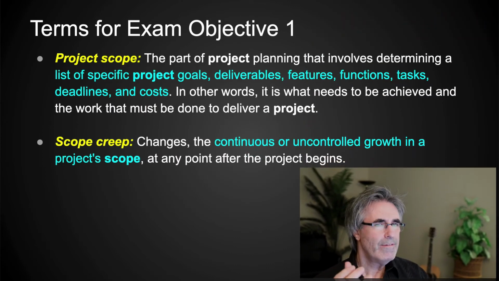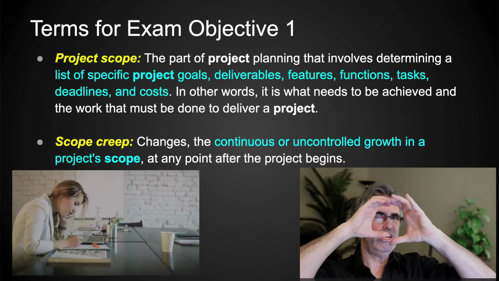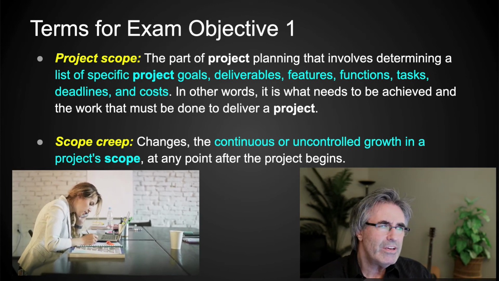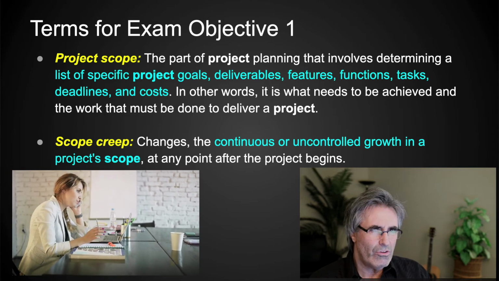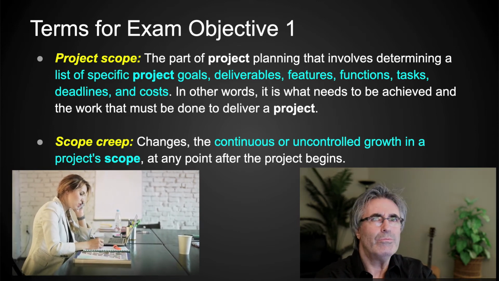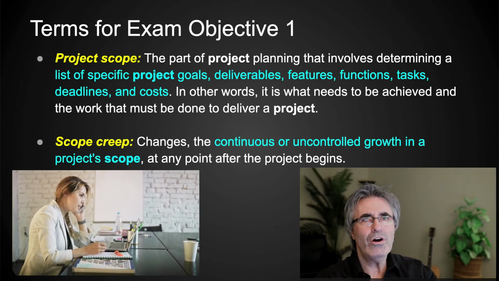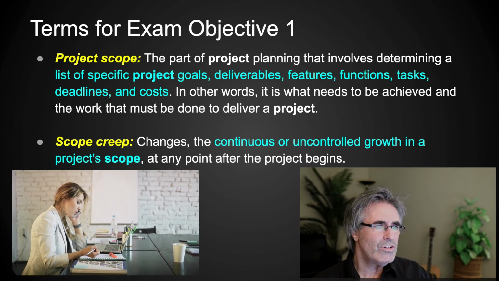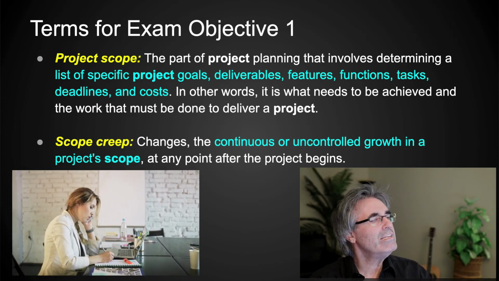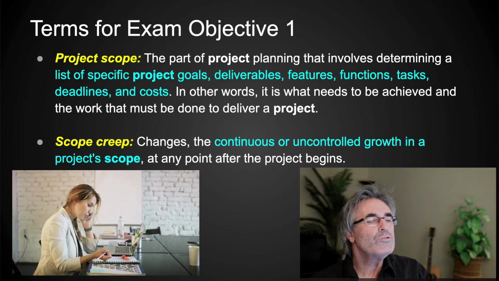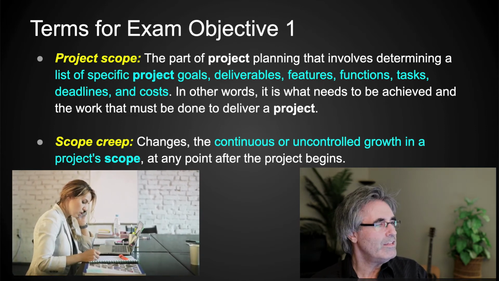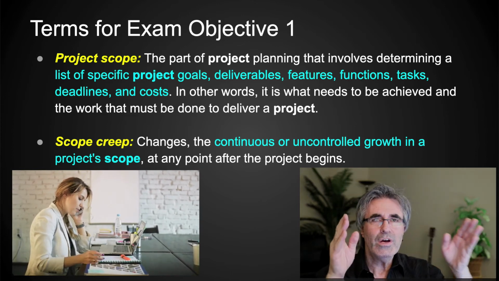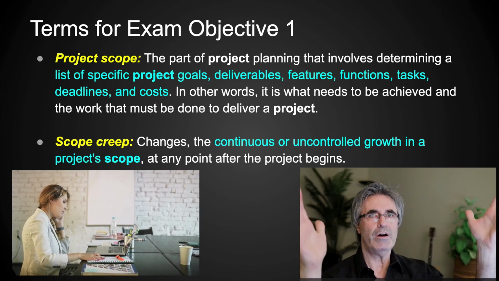Project scope, here we are. The scope, what you can see of it. Okay, the part of the project planning that involves determining a list of specific project goals, deliverables. It's what you're going to give the client. That's all a deliverable is. It's going to be a website. It's going to be a logo. It's going to be an advertisement, something like that, a video. Okay, features, functions, tasks, deadlines, and costs. In other words, it's what needs to be achieved and the work that must be done to deliver a project, beginning all the way through till delivering it. That's the whole scope of the project.